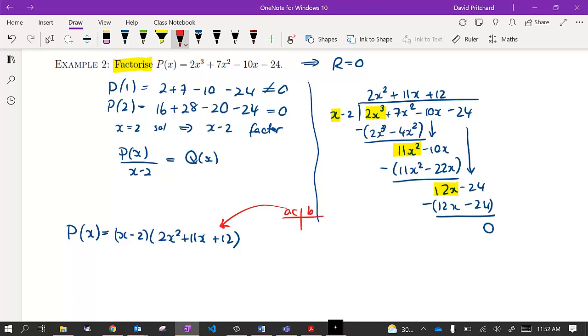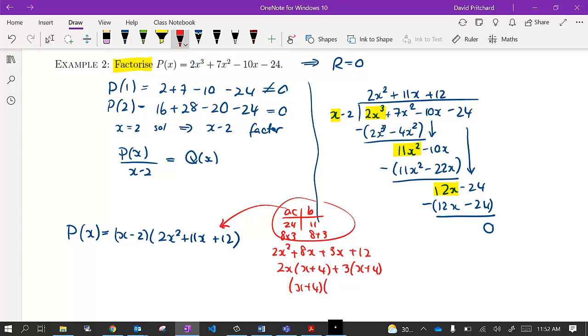So this is a quadratic, and we're good at this. AC is 24. B is 11. So it must be 8 times 3, 8 plus 3. And so my factorization here is, we've got 2x squared plus 8x plus 3x plus 12. Common factor for the first pair is 2x, so we're left with x plus 4, and then 3, and we're left with x plus 4. So my full factorization is x plus 4 and 2x plus 3.